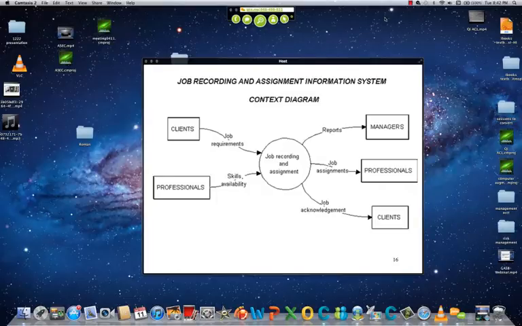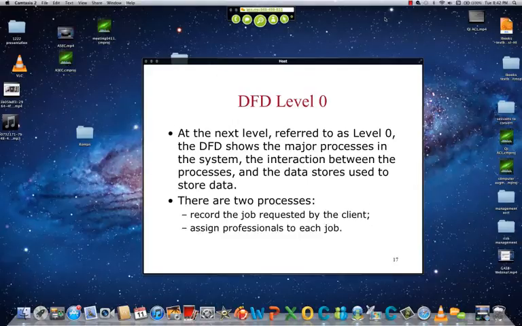So we have just one circle, one process, and the circle depicts our information system. And our information system is designed to record the jobs and assign jobs. This is a context diagram. All of you will have to do this context diagram in your project, stage 1. Good. Then we'll talk about DFD level 0.